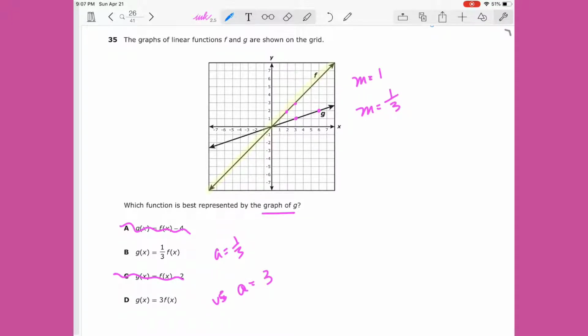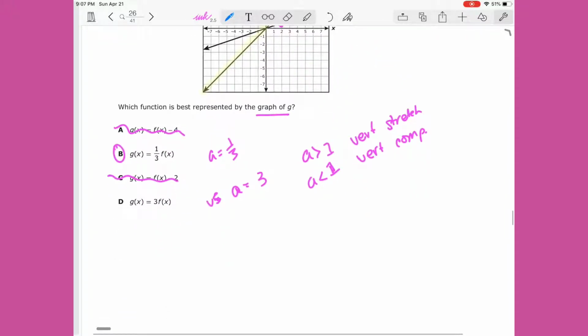Okay? If our A is greater than 1, that means it's a vertical stretch. And if our A is less than 1, that is a vertical compression. Well, let's think about what happened. This point here was up here, and then it got pushed down vertically. My y values got smaller as it got pushed down to here. So it has to be B, okay? Not D.